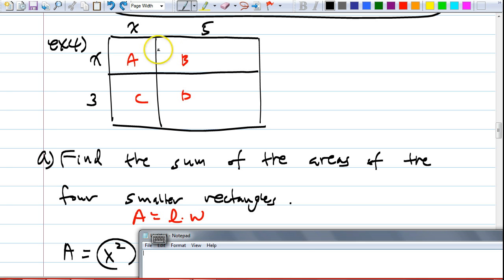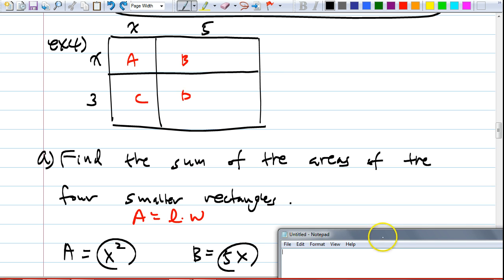What about the second region B? Anybody know what the area of the second region is? Anais? I got 5x. You're right. How did you know it was 5x? Because the width is 5, and the length is, well, it doesn't say right here, but you could look at the other side. Yes, so you're right. Just because it doesn't say, you could.